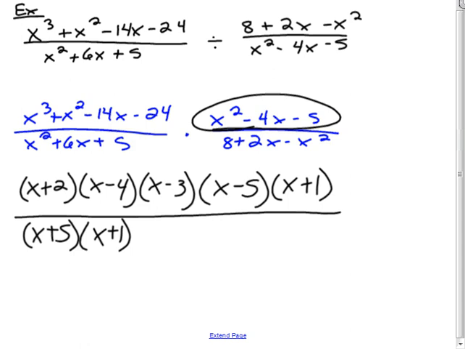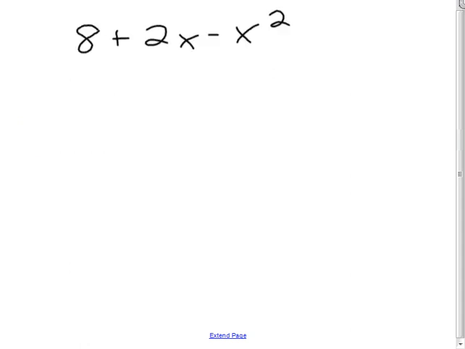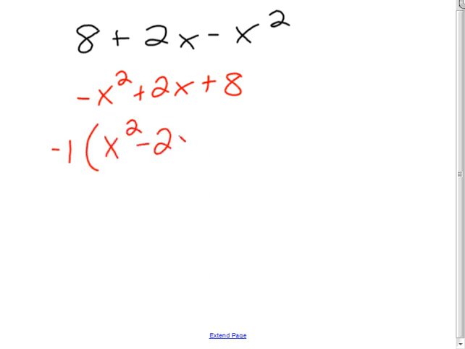Now the last one is up bottom right. That one's ugly because it doesn't start with an x squared. A little bit different from what you're used to doing. I can factor it perfectly fine this way. However, if I rewrite it, it's the opposite of x squared plus 2x plus 8. When I factor, I like to have a leading coefficient of positive 1. So I'm going to factor out a negative 1. And that gives me x squared minus 2x minus 8.